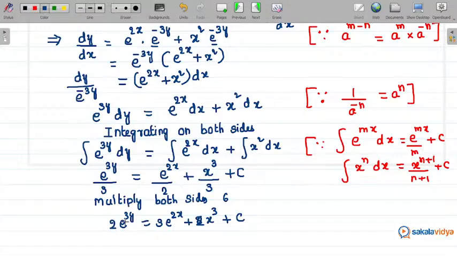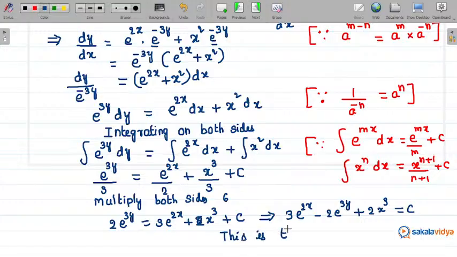Bring 2e power 3y this side. So, then what do we get now here? So, this 3e to the power of 2x minus 2e power 3y plus 2x cube equal to c. So, this is the required general solution of the given differential equation.